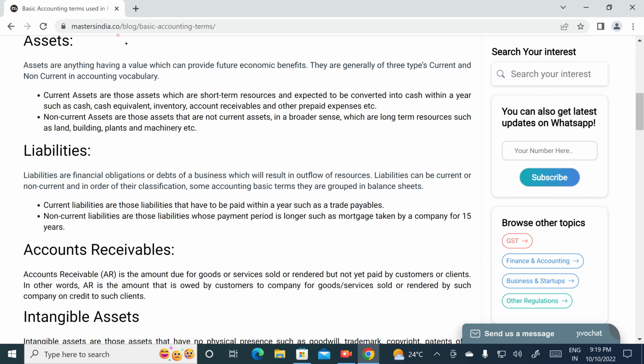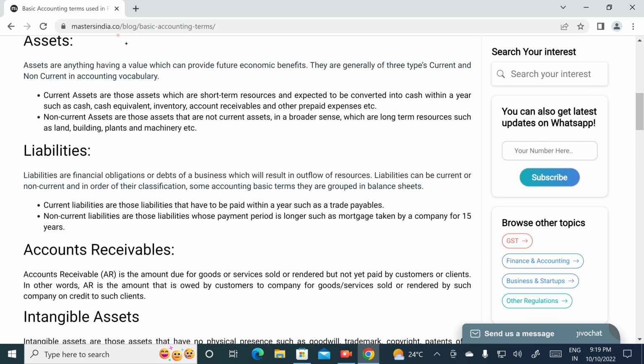Now, in these 12 months, the asset which can be converted into cash in these 12 months is known as a current asset, and the non-current asset is one which cannot be converted into cash within a financial year. So here the difference is the conversion into cash, within a year or not within a year. So this is the difference between the current assets and the non-current assets.